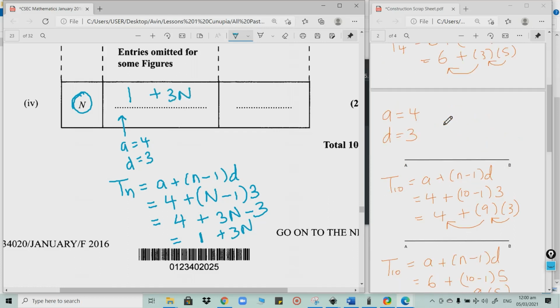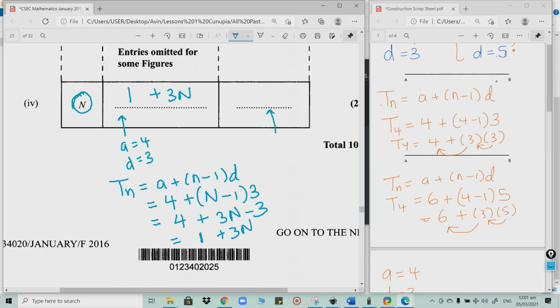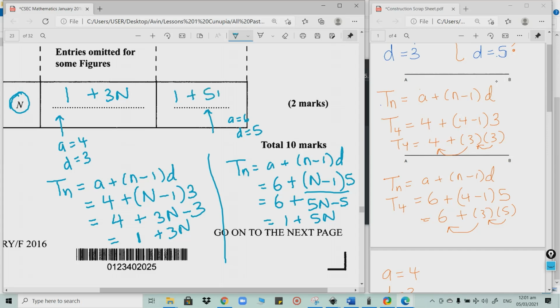And guess what? We're going to do the same thing for the next one with A as 6 and D as 5. Oh, run out of space here. So Tn is equal to A plus n minus 1 by D. We know A is 6, n is capital N, so capital N minus 1, and the common difference is 5. So we end up with 6 plus, multiply everyone in the brackets by 5, you get 5n minus 5. 6 minus 5 is 1, so you get 1 plus 5n. And that's the end of that particular question.